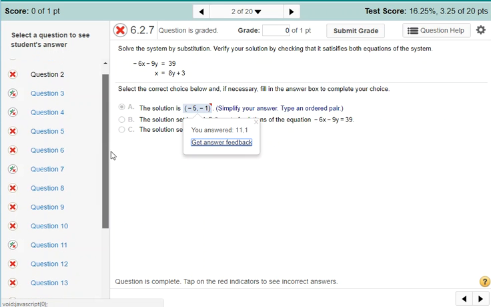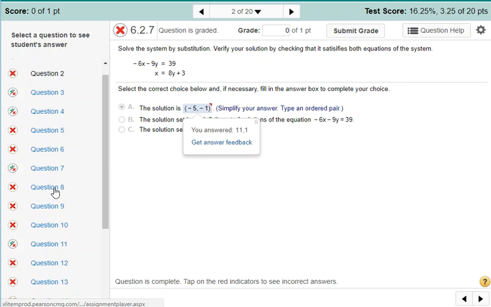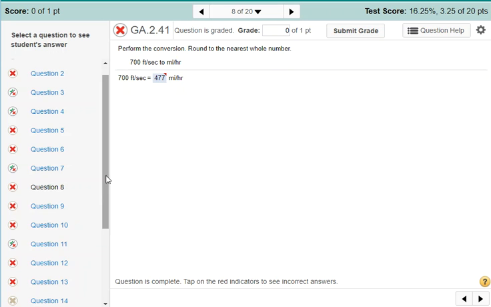Okay, so I'm going to pick another one. I'm just going to skip a few. I'm going to check out 8, and then maybe we'll pick out one more. Okay, so 8, perform the conversion. I need to do feet per second into miles per hour.